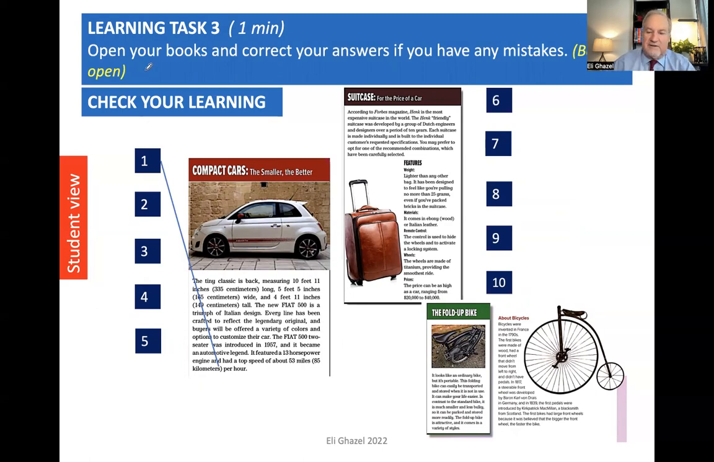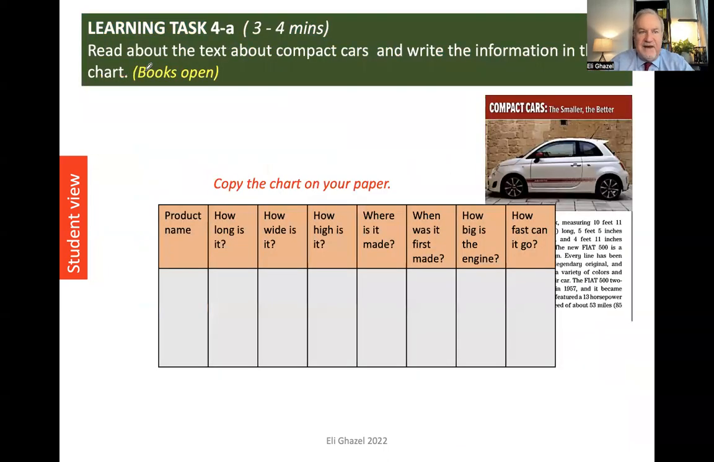Have you noticed, this is green, this is blue, when they're checking their own learning or answers or feedback? Now, we go to learning task number 4A. This should take about 3 to 4 minutes per task. So there's an A, B, C for the 4 texts. You tell the kids, read the text about compact cars and write the information in the chart.